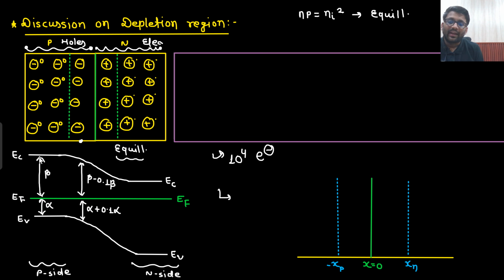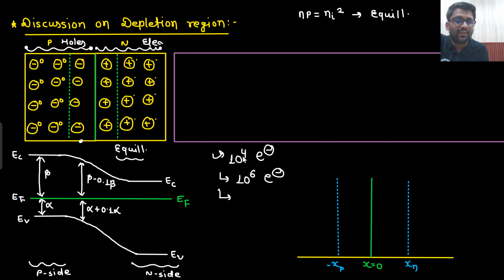What I am saying, at this particular point, if I am having 10 to the power 4 electrons, then in this region I would be having more than 10 to the power 4 electrons. That would be 10 to the power 6 electrons. So what did you see here? From the neutral p region, in the depletion p region, you are getting more number of electrons.